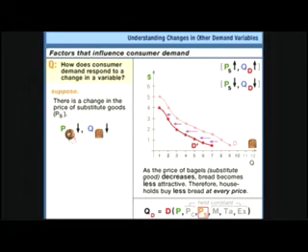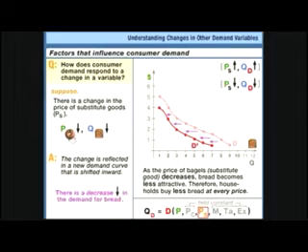So, in summary, when the price of substitute goods goes up, there is an increase in demand, a larger quantity demanded at every price. If the price of substitute goods falls, we have a decrease in demand, a smaller quantity demanded at every price. Let's consider another factor that influences consumer behavior, the price of complementary goods.